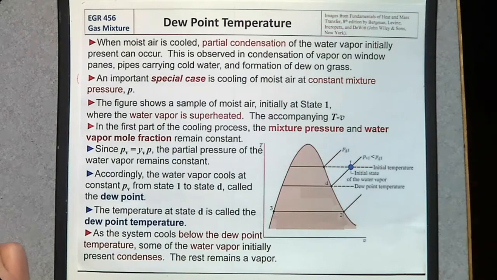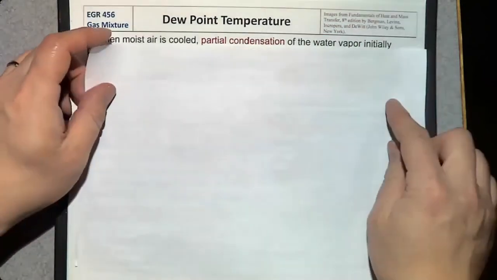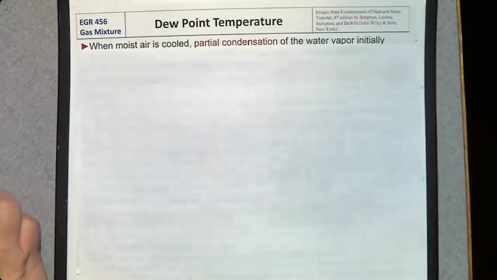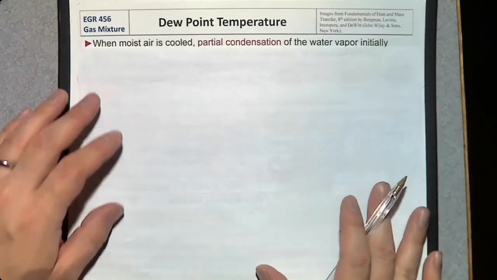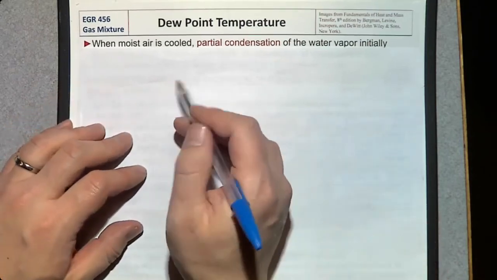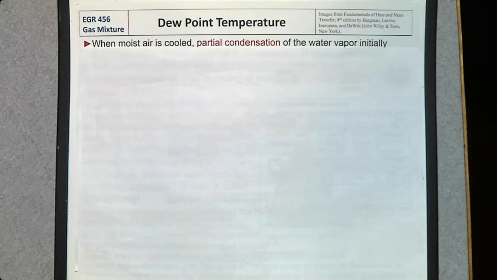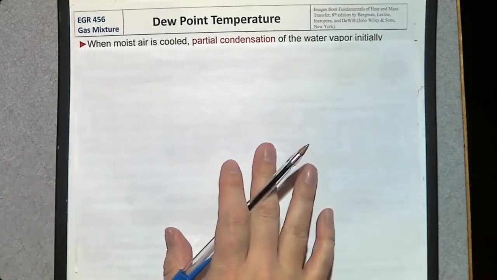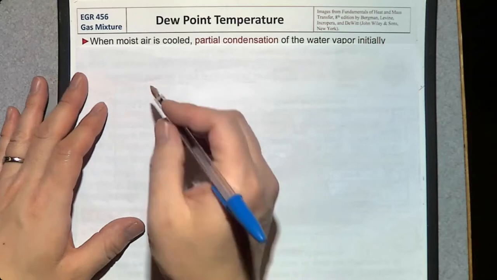Dew point temperature is the temperature when water condenses. So in winter, when you use a lot of heater in your car, sometimes you have a foggy windshield. The reason is this dew point temperature. So let's learn about that.